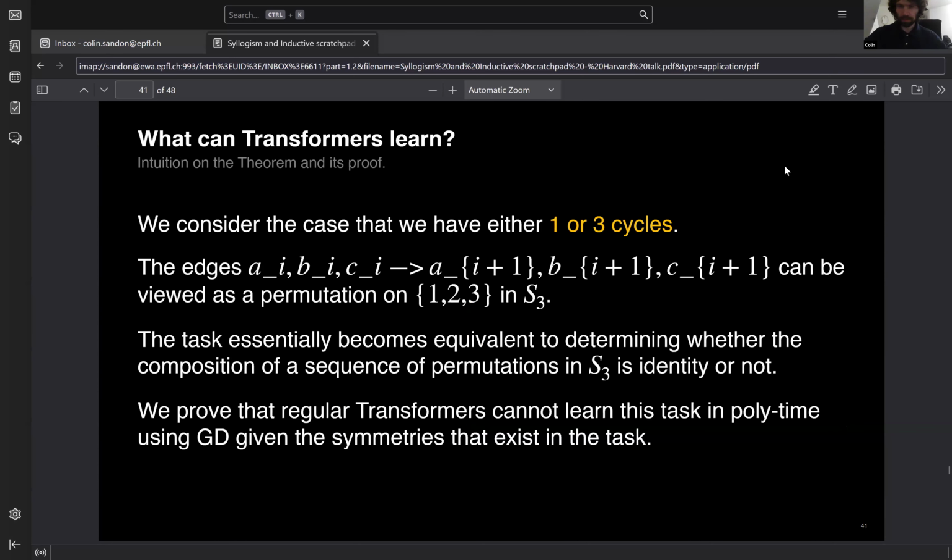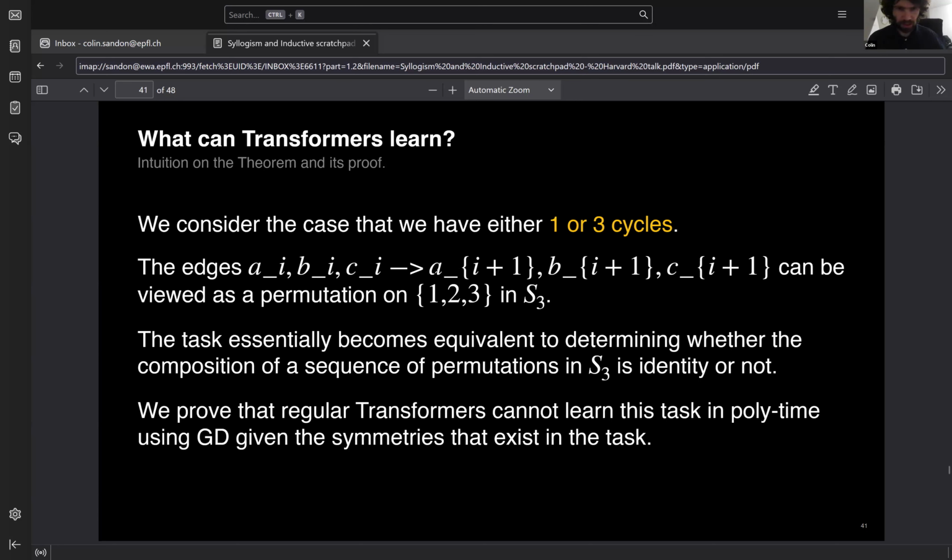Now, the key part of actually being able to prove that is to observe that the part of the input distribution explaining how the vertices Ai, Bi, and Ci connect to Ai+1, Bi+1, and Ci+1 is essentially a permutation on 3 elements. And the overall behavior of the graph is essentially equivalent to taking the product of all these permutations and asking whether it's the identity or a cyclic permutation. So it suffices to prove that this transformer can't learn that task, essentially.